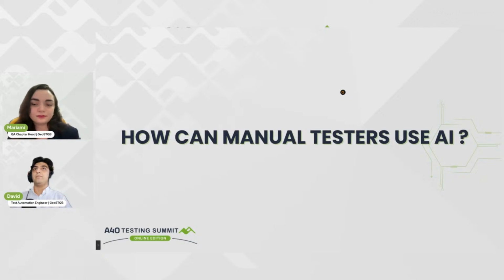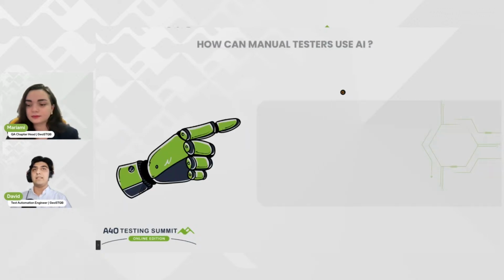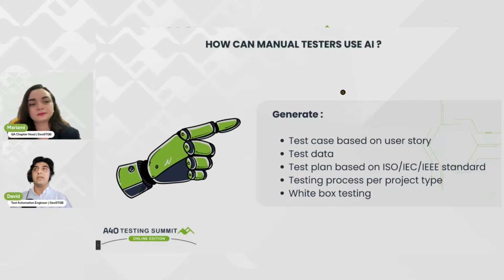Technically, how can manual testers use AI? For that question, the answer is kind of the same, but in a different way. As manual testers, we can also generate test data, but not for our test automation code, but for our manual scenarios. We can do some test processes and generate some test scenarios, which we are going to be talking about a bit later.